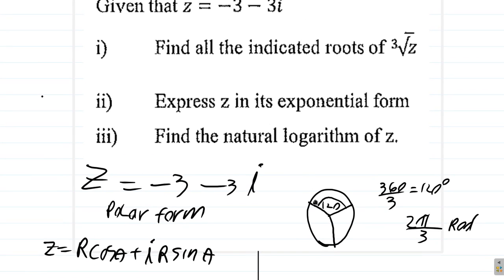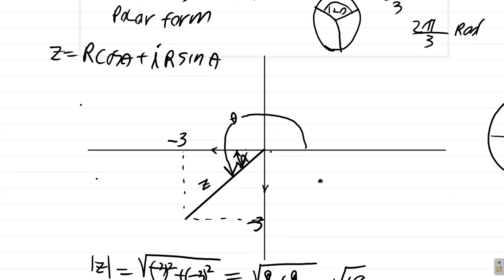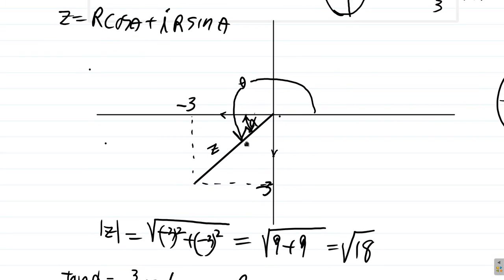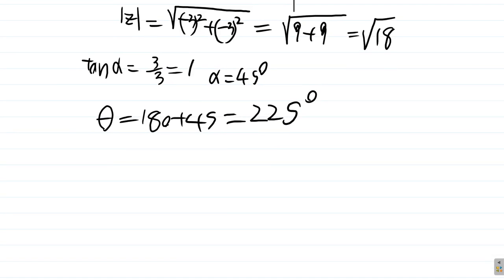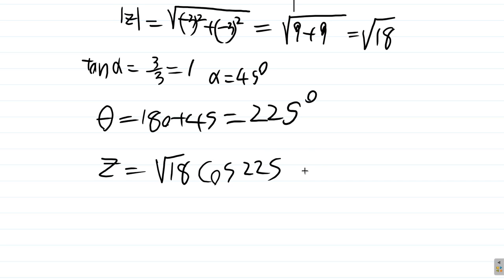Now they ask you for the cube roots, but the thing here, the polar form is z is equal to square root of 18 cos 225 plus i square root of 18 sin 225. You could also factor out the square root of 18 if you want, but I like writing it the long way like this.